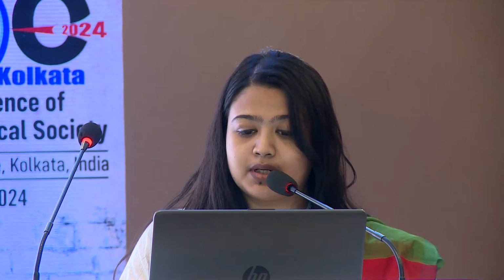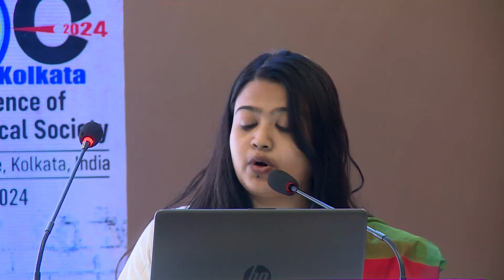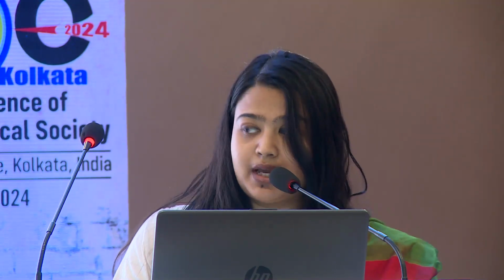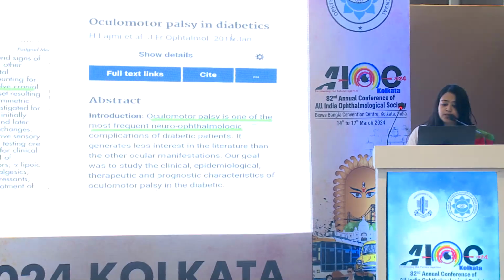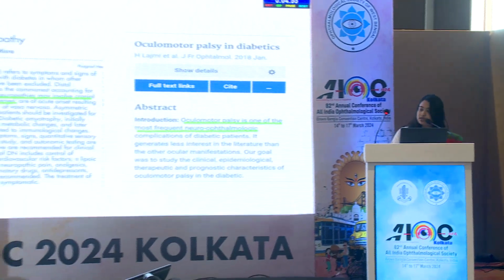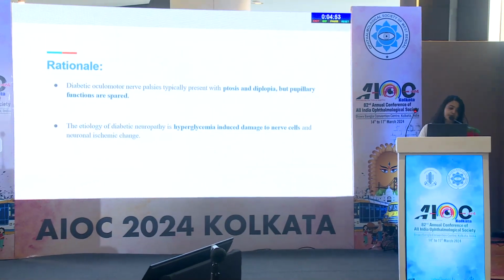According to the World Health Organization, the total number of diabetics has increased to 422 million. There has been a 3% increase in diabetes mortality and about 2 million deaths due to diabetes and its complications. Among the complications of diabetes, diabetic neuropathy is one of the most common, and oculomotor palsy is one of the most frequent neuro-ophthalmic manifestations.